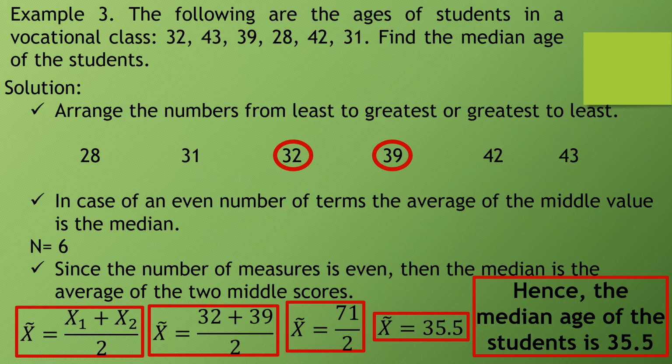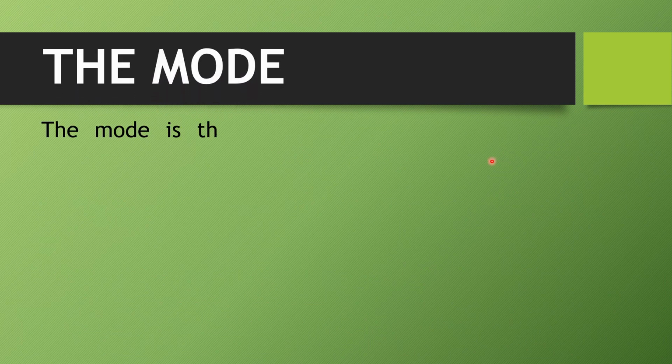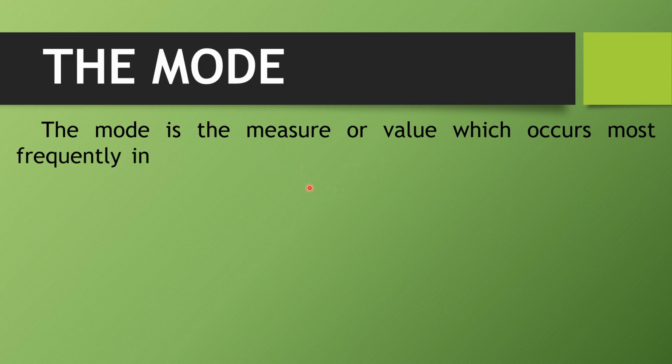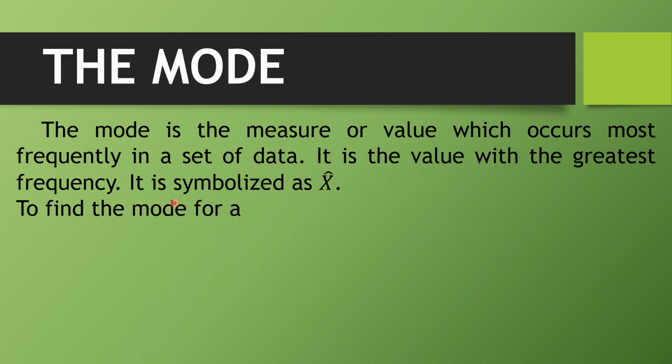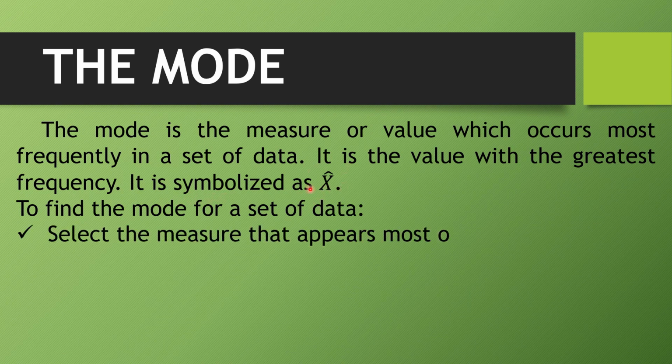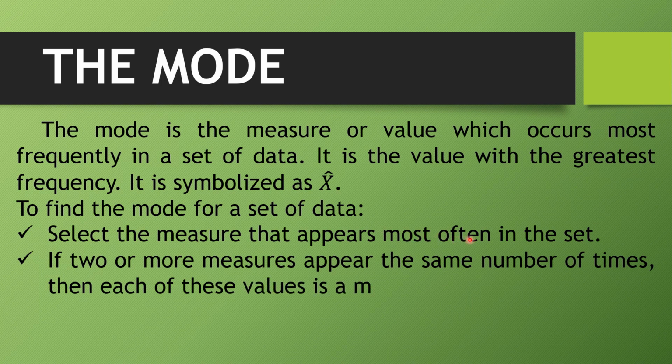Now, let's proceed to the mode. The mode is the measure or value which occurs most frequently in a set of data. It is the value with the greatest frequency. It is symbolized as x hat. You can read this as x hat. To find the mode for a set of data, select the measure that appears most often in the set.